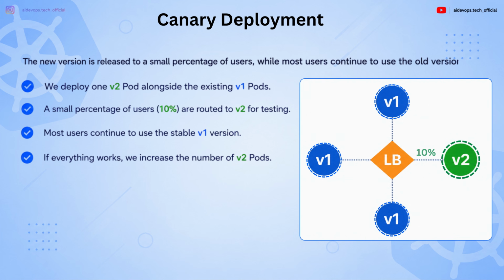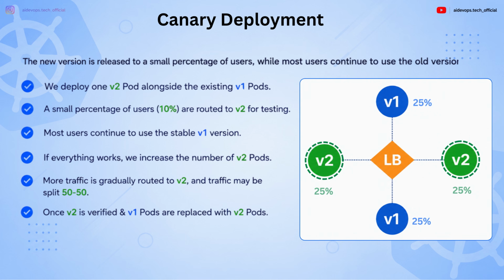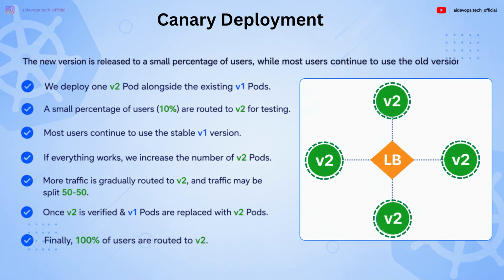And if everything is working as expected, we increase the number of v2 pods and send more traffic to the new version. And at this stage, traffic may split 50-50 between v1 and v2. And once we are confident about the v2 pods, we replace all the v1 pods with v2 pods. And now 100% of users are using the new version. So canary deployment reduces the deployment risk by gradually releasing a new version to a small group of users first, but it's more complex to configure and manage.